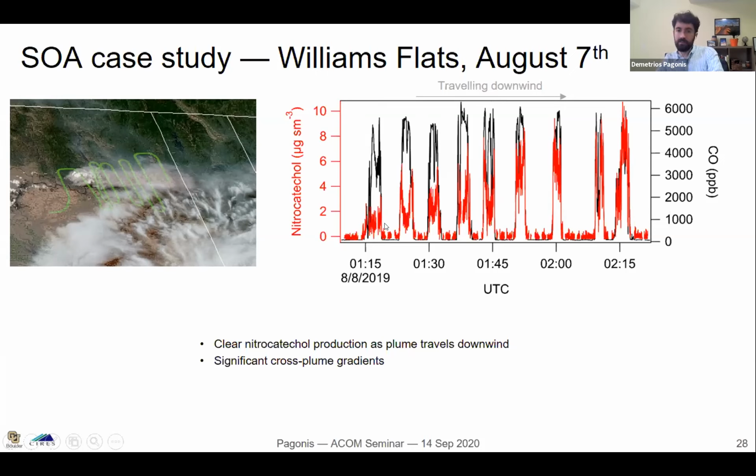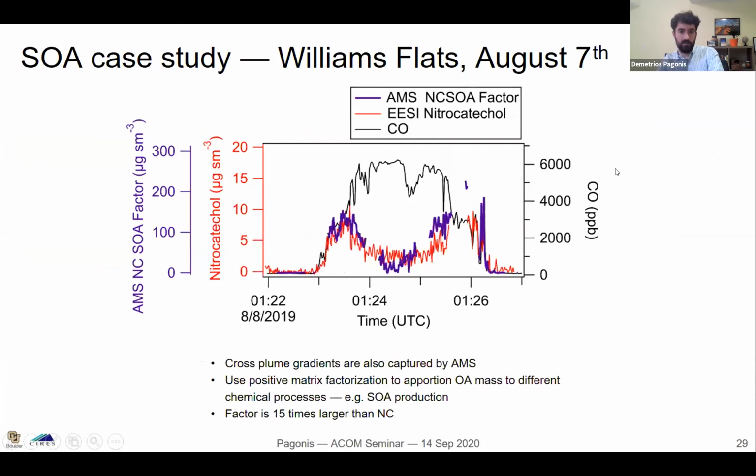And so not only do we get significant variability as we travel down the plume, you can see that we also have very strong cross-plume gradients in a handful of places. And we can make use of that here, since these gradients appear in essentially all of the measurements in this plume. So it appears in a lot of the gas phase compounds, in ozone, and various components of NOx. And it also appears in the positive matrix factorization of the AMS data. And so this was completely unconstrained PMF of the AMS spectra. It does not use the EESI measurements as input in any way.